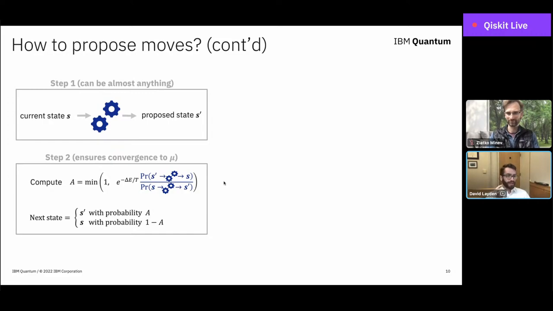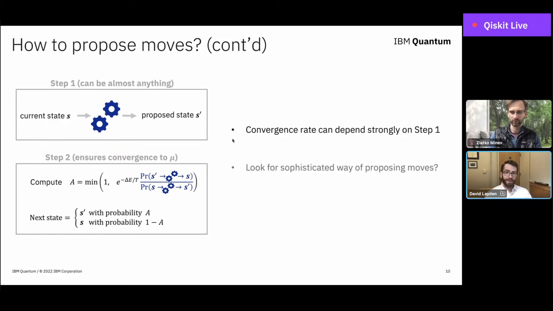Now, I'm going to put the two steps of our algorithm back on the screen as a reminder here. And what I showed you on the last slide were a couple of potential choices of how to propose moves in step one. Now, the convergence to the Boltzmann distribution is guaranteed no matter what. But as I alluded to, the rate of convergence can depend very strongly on how you're proposing these moves in the first step. And so if you are trying to speed up convergence, you might be tempted to look for some sophisticated and perhaps complicated way of proposing moves in step one, as these blue gears here. But you have to be very careful about this, because if you pick something that's too complicated in step one, you'll pay dearly for it in step two.